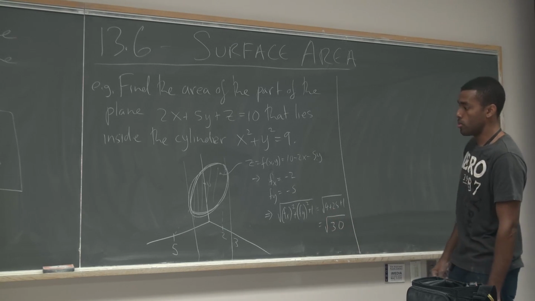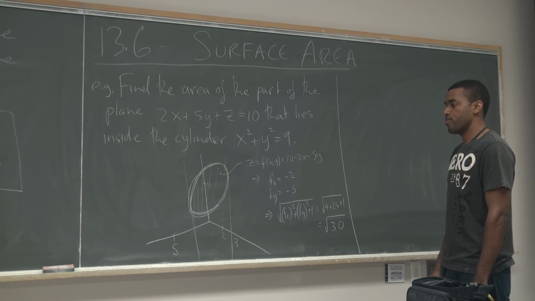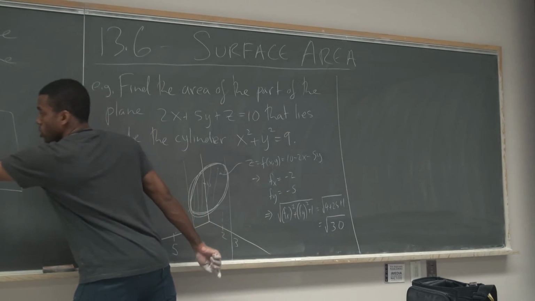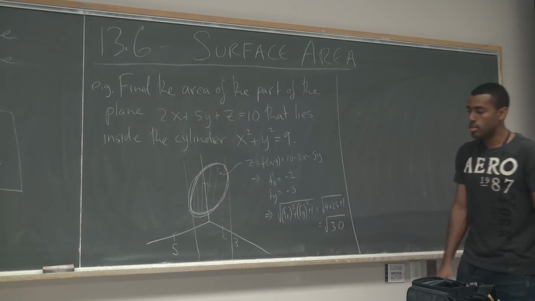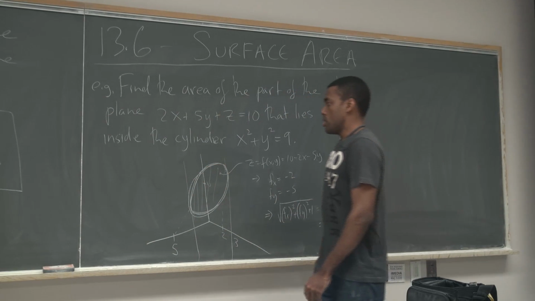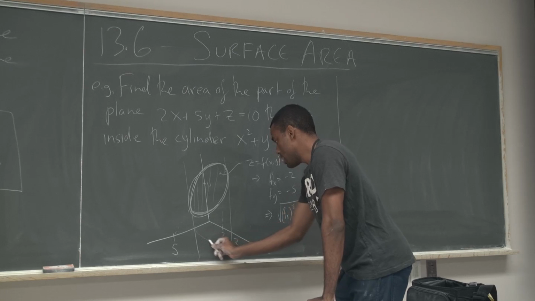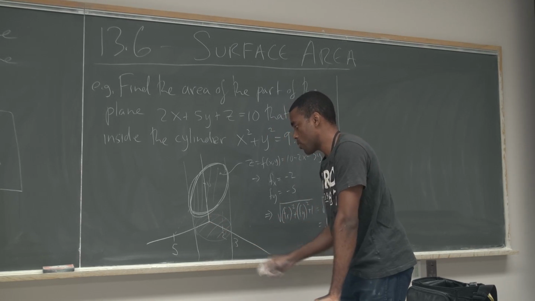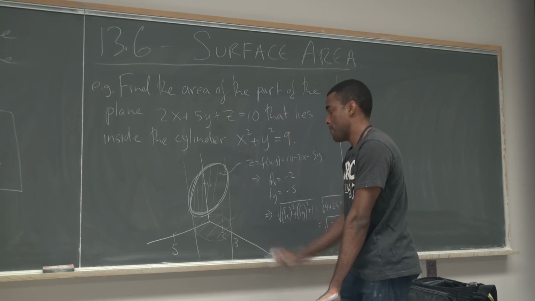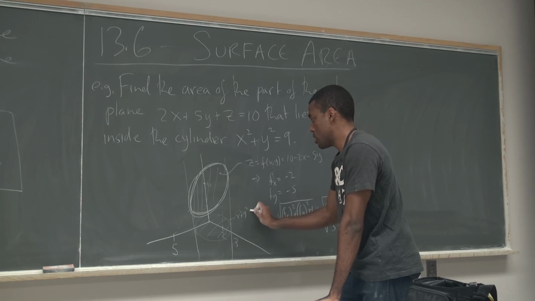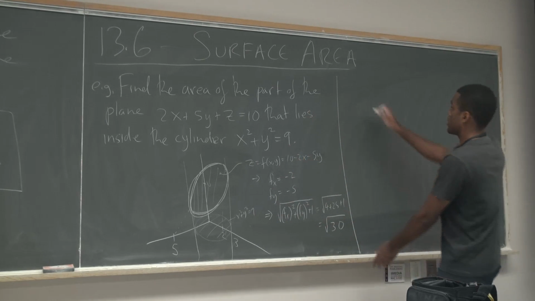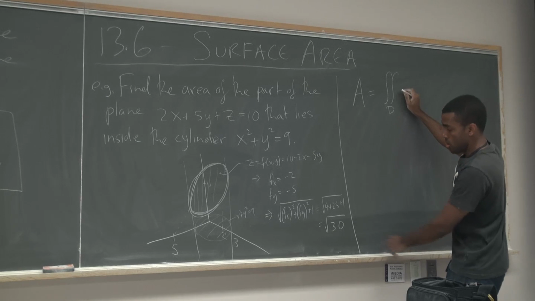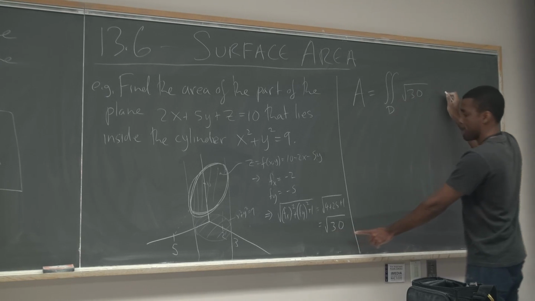What's the function now? How do I set up the integral? I need to set up the double integral over the region D. Where's my region D? Down, the xy plane. Right, so I project the light down. In the xy plane, it's going to be a circle, right? Because I'm on the edges of this cylinder. What's going to be the equation for that? X squared plus y squared equals 9. That's what they told me here. So my A is going to be the double integral over D of radical 30 dA.